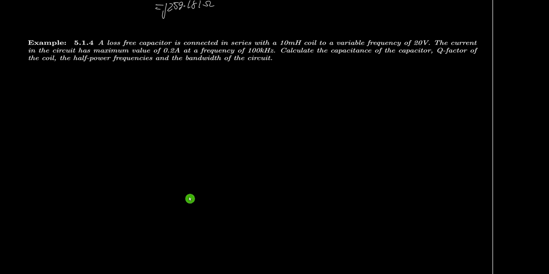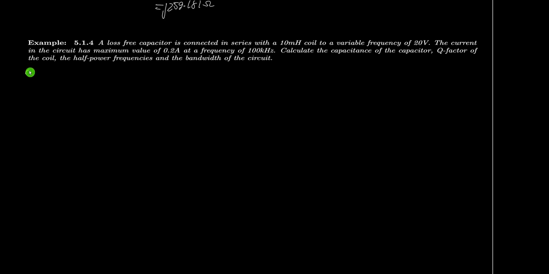The current in the circuit has a maximum value of 0.2 amps at a frequency of 100 kilohertz. Calculate the capacitance of the capacitor, the quality factor of the coil, and also the half power frequency and the bandwidth of the circuit. Bandwidth of the circuit is just equal to the difference between the half power frequencies.